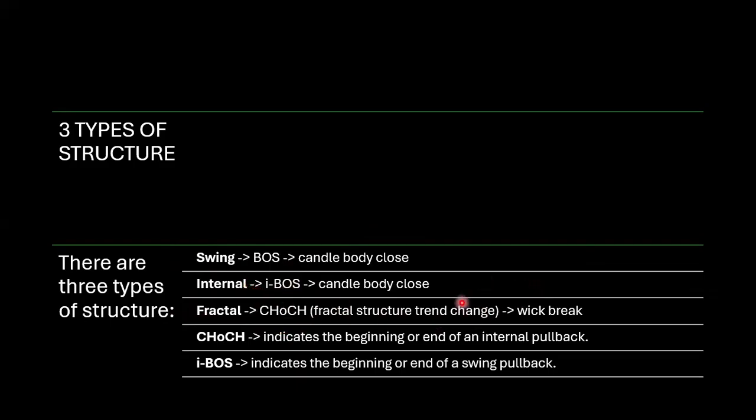Fractal structure can be identified by a weak break. So a change of character simply indicates the beginning or end of an internal pullback, right? And an internal break of structure indicates the beginning or end of a swing pullback.